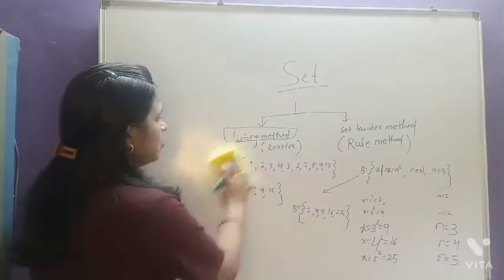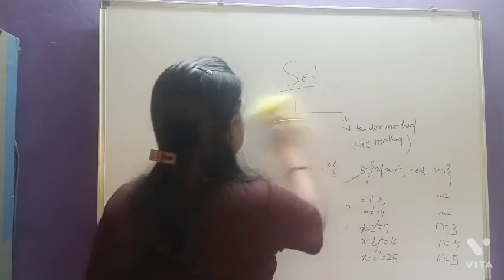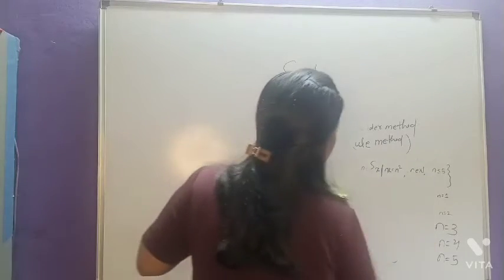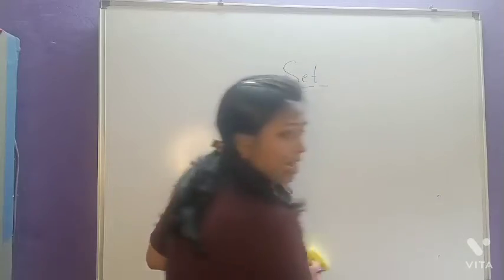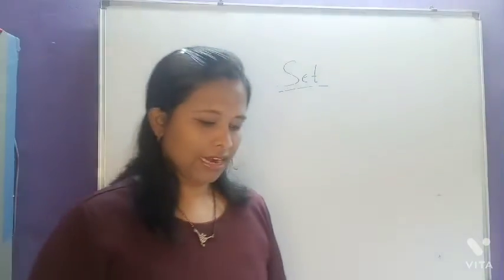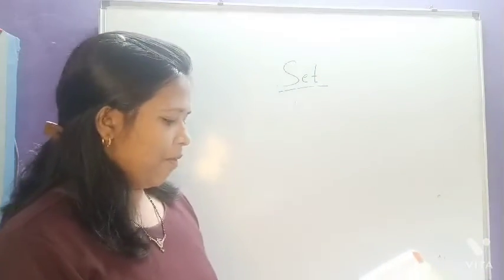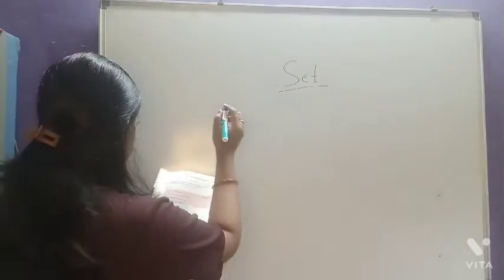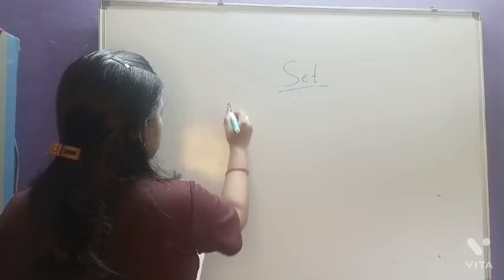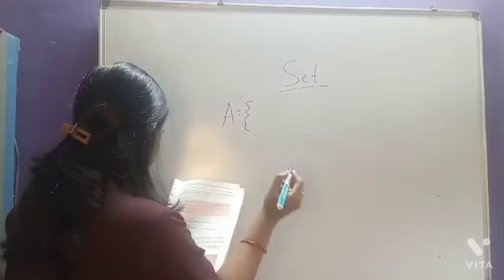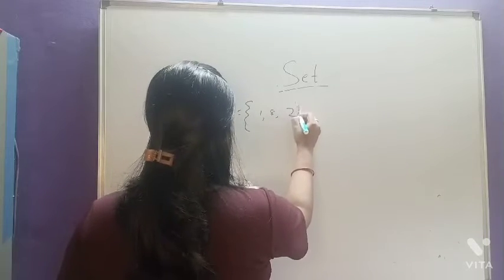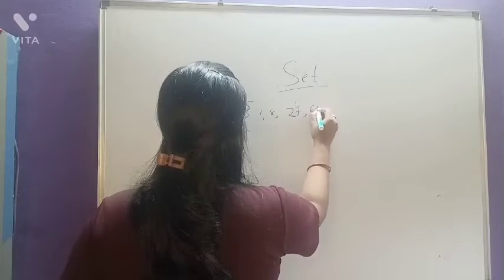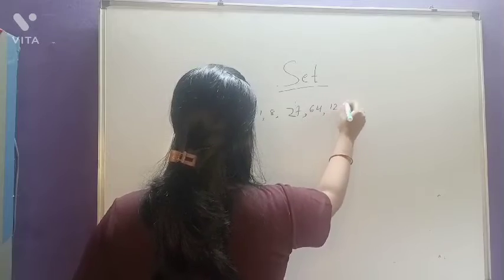Now we'll discuss some questions from the textbook. I am solving the questions from class 9th CBSE set theory. The chapter is set theory. Suppose I am giving you one more example. Suppose A is a set having elements 1, 8, 27, 64 and 125.